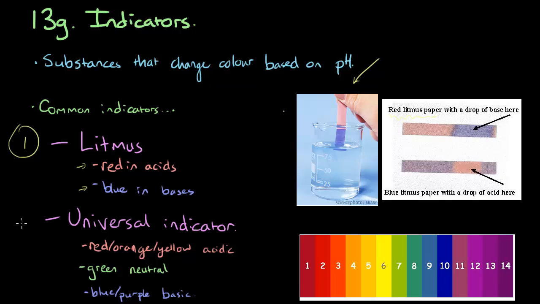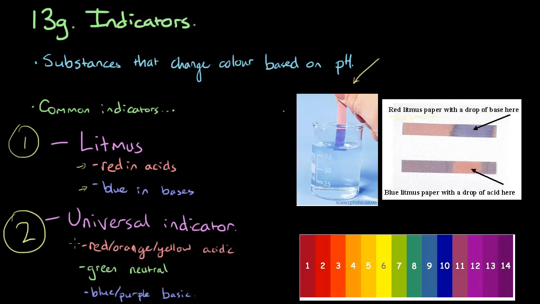The second major type of indicator that you have to be familiar with is universal indicator. The universal indicator doesn't have two colors like litmus does. It actually has a range of colors, which is shown in this bottom diagram. The colors which are kind of reddy or orange or yellow correspond to acids. The colors which are blue or purple correspond to bases.